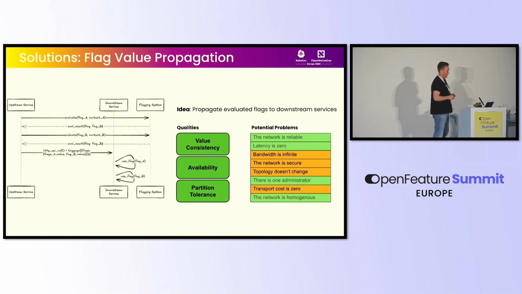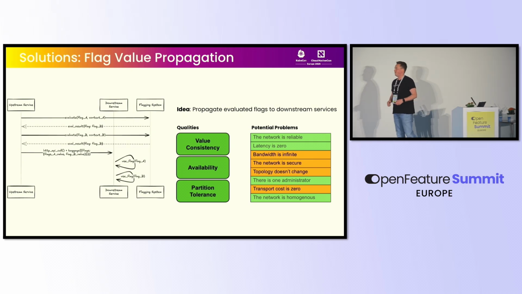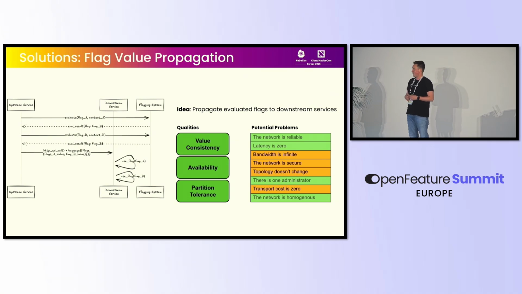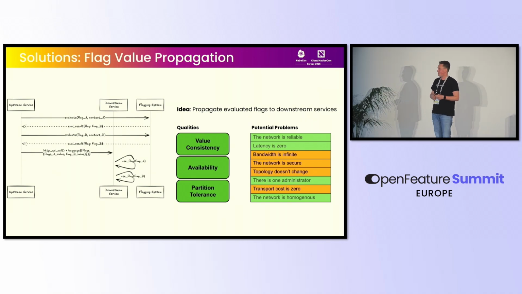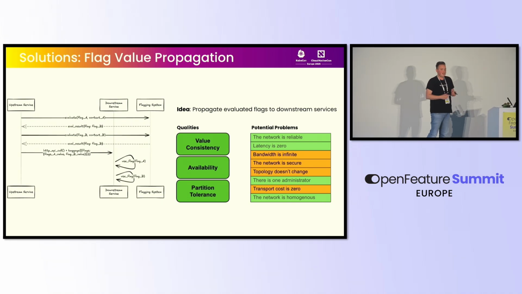Okay, another thing that we could come up with then is flag value propagation. When we really want value consistency, we could also just send all the already evaluated flags down to the downstream service. As we can see here, we are evaluating a flag A, and then we are getting back a result for that. And then we're doing that for a second flag. And then we just take these two flags and send them downstream. And then we are just evaluating in memory, so we don't have to talk to the flagging service anymore. So we get, again, value consistency because we simply have the values.